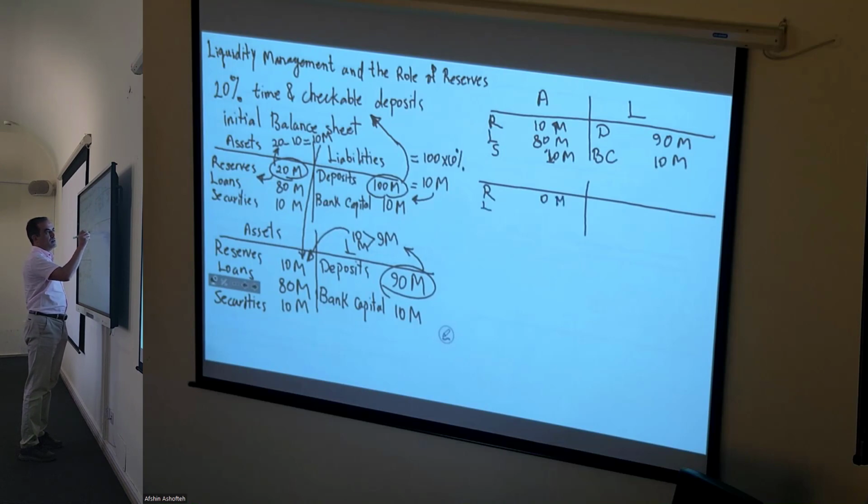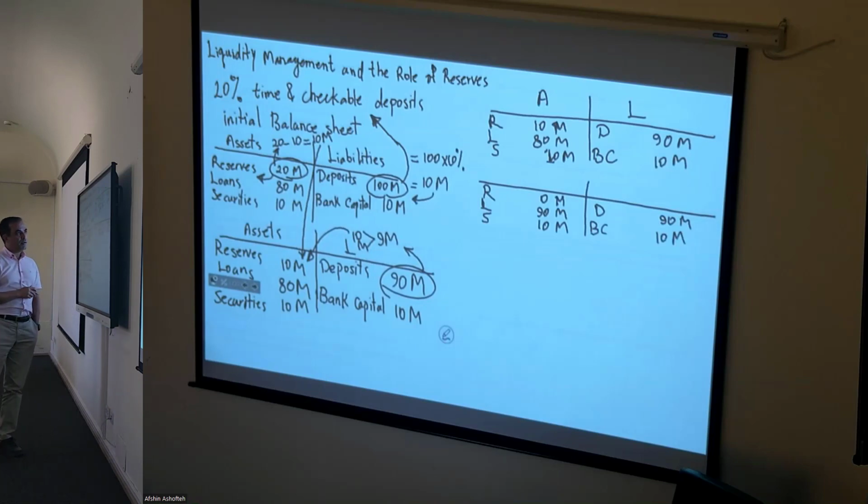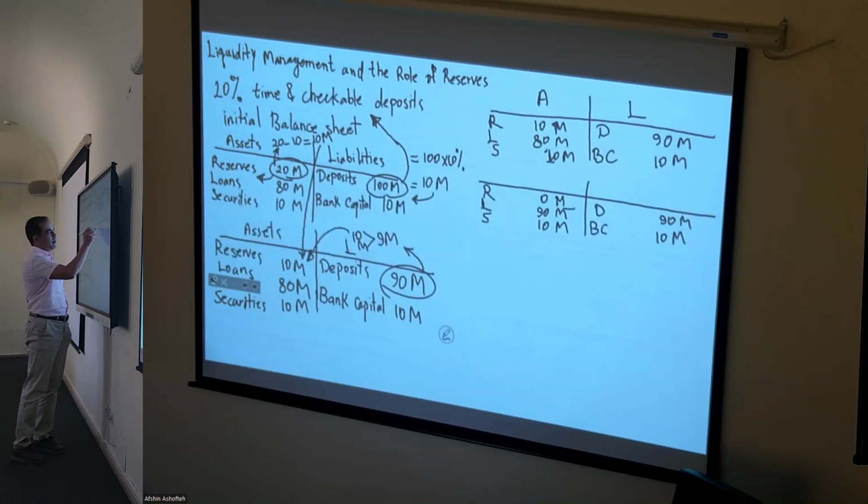The loans would be what? We have the 10 million outflows, and 90 million for the loans and the securities 10 million. For deposits we have 90 million and the bank capital is 10 million. So the bank has a problem because there is no reserve here.